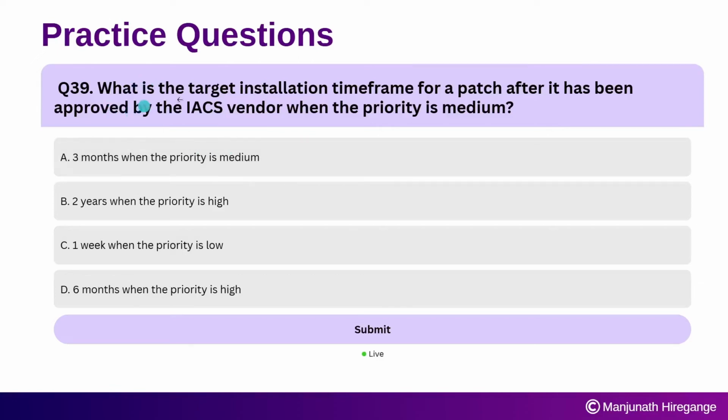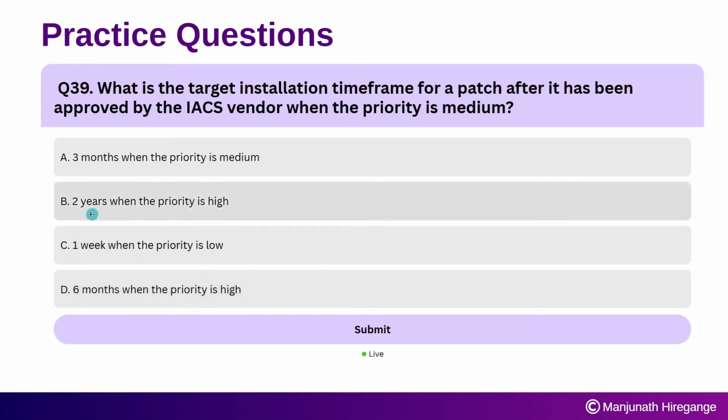Question number 39. What is the target installation time frame for a patch after it has been approved by the IACS vendor when the priority is medium? So what we are talking about here is the target time frame for a patch from the vendor, but priority is also set here, it's the medium priority. Option A, 3 months when the priority is medium. Option B, 2 years when the priority is high. Option C, 1 week when the priority is low. And option D, 6 months when the priority is high.